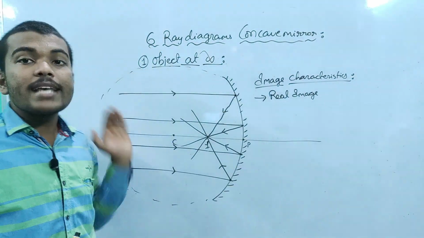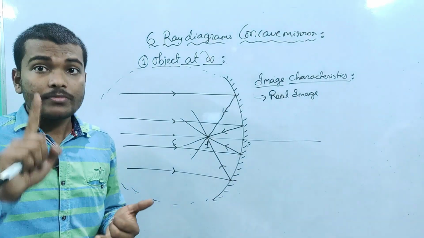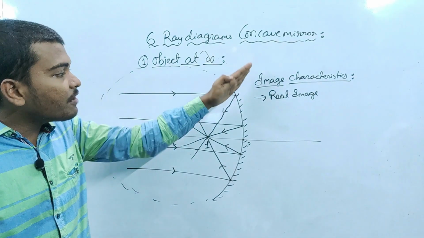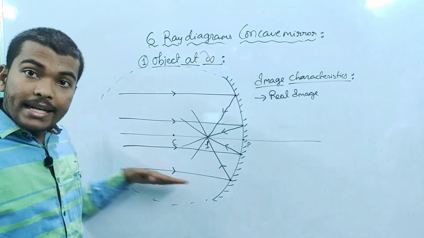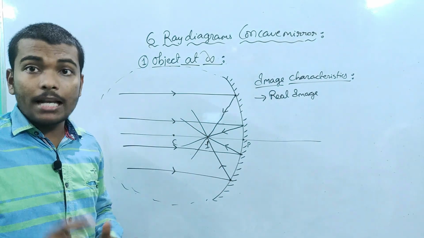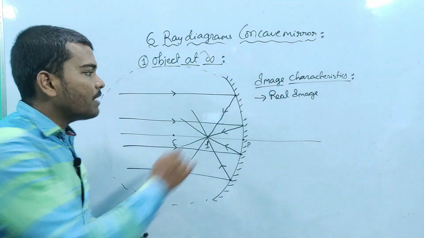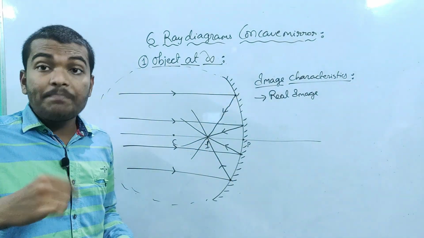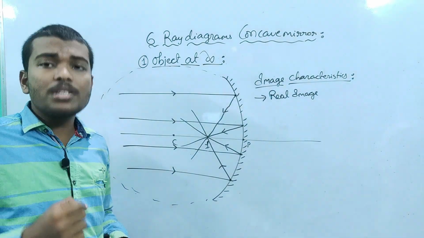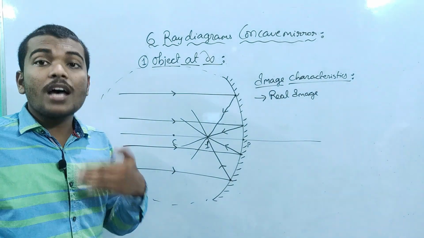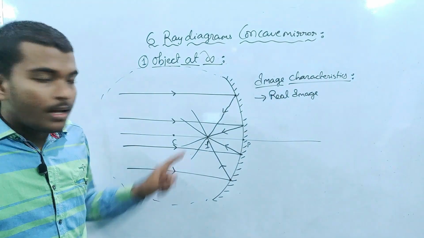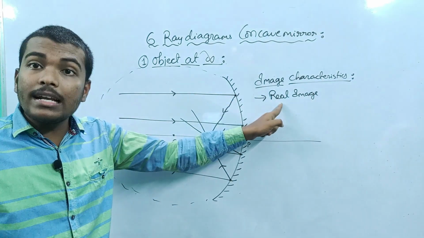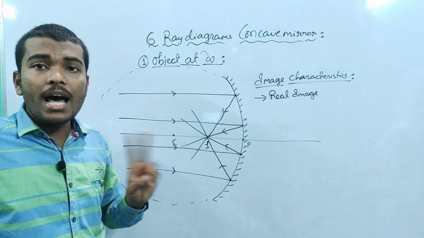Okay, now let me come to the second one, whether it is inverted or erect. Remember, I am not telling about the incident ray, I am telling about the reflected ray. If the first reflected ray and second reflected ray intersect each other, then the image we are going to get will be inverted. That means upside down. So here, can you see the first reflected ray and the second reflected ray are meeting each other? And because they are meeting, it is a real image, so real and inverted go together.